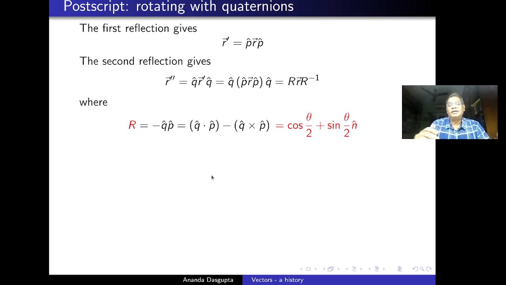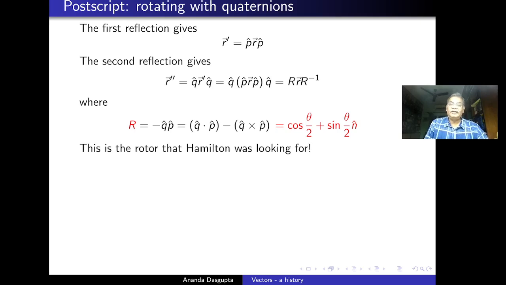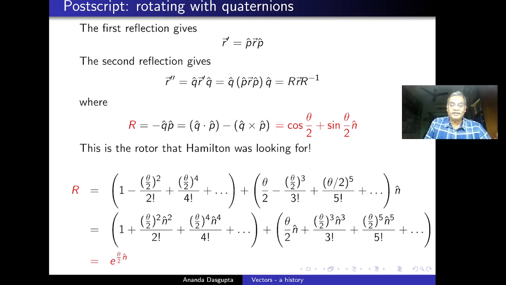R, the rotation object. This is what is called a rotor, a quaternion which allows you to multiply and produce a rotation, but not directly. It's not just the rotor times a vector. It's rotor, vector, rotor inverse. And this rotor is given simply by cosine of half of the angle of rotation plus sine of half of the angle of rotation times the axis, the unit vector along the axis. This is the rotor that Hamilton was looking for. This is how you multiply and produce rotations.